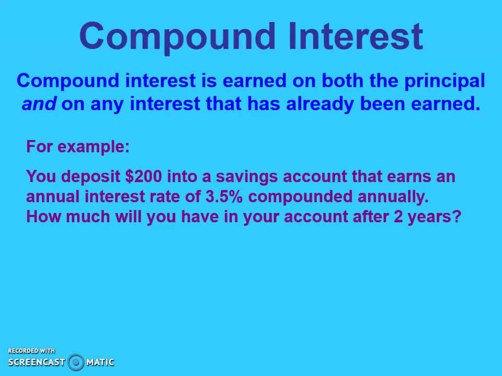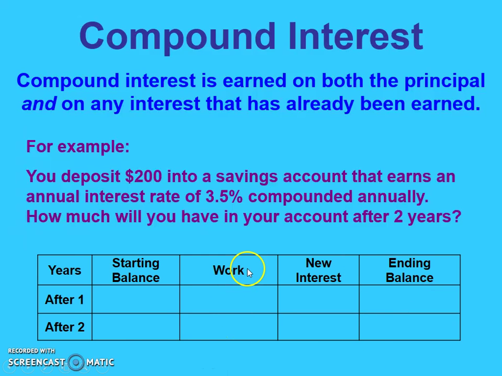So using that first example of $200 getting 3.5% interest being compounded annually, how much will you have in your account after 2 years? Okay, so my recommendation would be to use a table to keep track of your work, because essentially what's happening here is you have multiple markups. You're going to calculate 3.5% interest and add it back into the account. And then you're going to calculate 3.5% interest again, and so on.